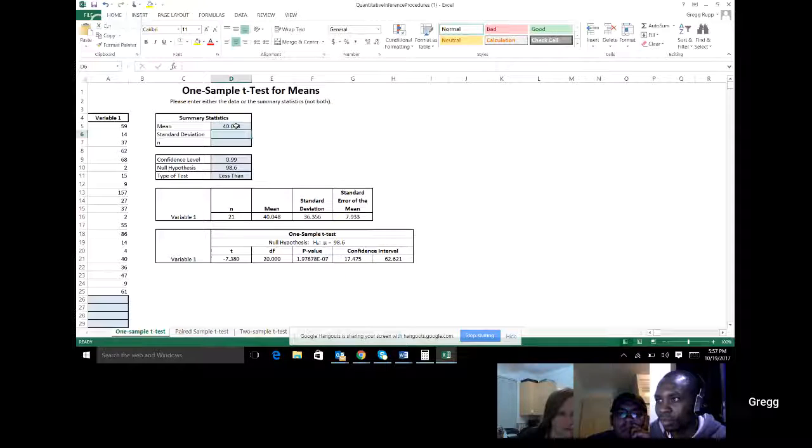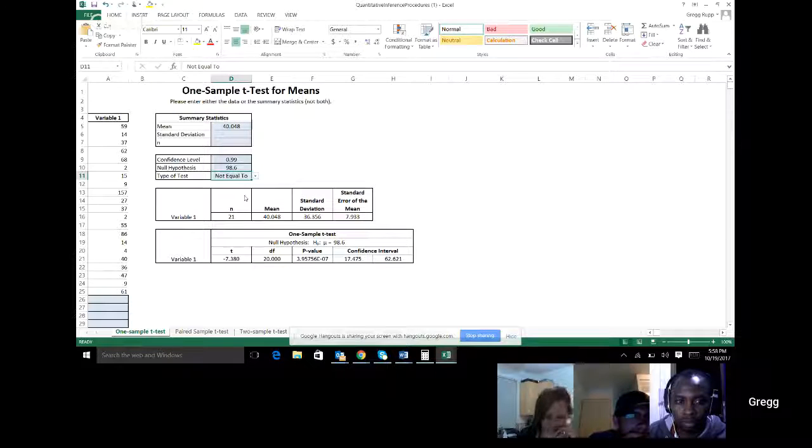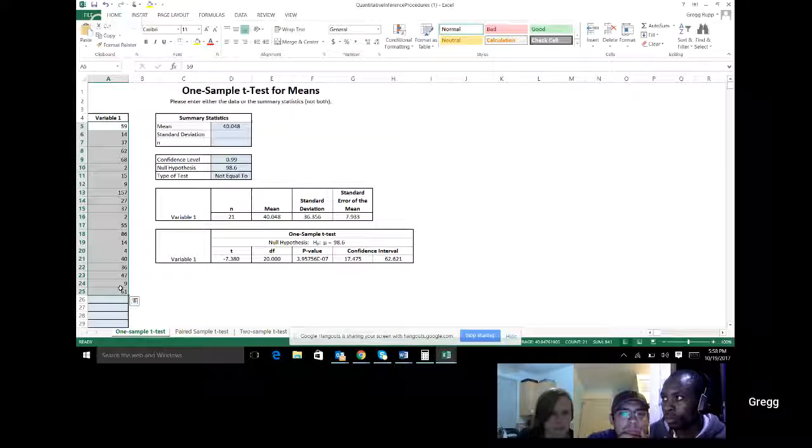So now the mean is 40.048. I'm rounding to the third decimal place. And the confidence level is 0.99 because the level of significance is 0.01. And the type of test is not equal to. So the alternative hypothesis is mu is not equal to 40. Okay, so the n is 21. That doesn't make any sense. I thought we only had 20.